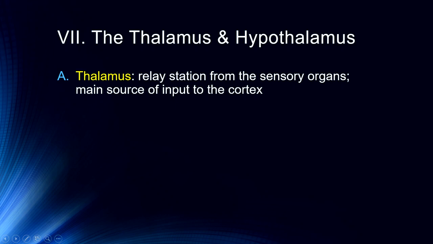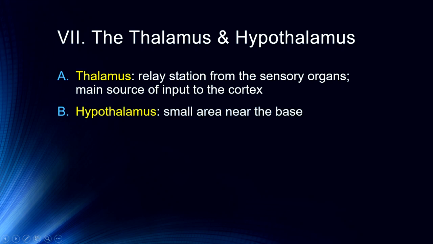The thalamus is the relay station from our sensory organs and is our main source of input to the cortex. We'll spend a great deal of time talking about the lateral geniculate nucleus as well as the medial geniculate nucleus. The LGN, or lateral geniculate nucleus, is involved in visual processing. The medial geniculate nucleus, or MGN, is involved in auditory processing.